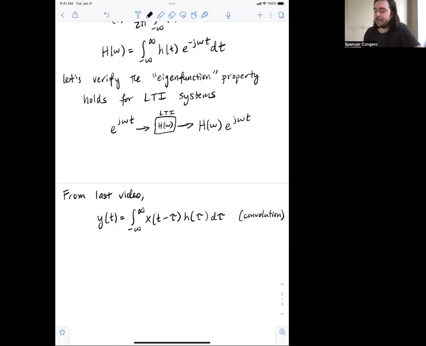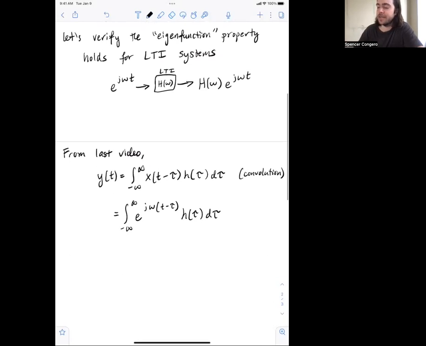So how do we get the output? Well, let's put in what our x of t is. x of t is e to the j omega t. That's our input. So now I'm just going to evaluate it at t minus tau. Everywhere I see my t argument in my input, I'm just going to plug in t minus tau. I'm going to get the integral of e to the j omega (t minus tau), times just h of tau, d tau. We don't know what the impulse response actually is. We're doing this in general for any impulse response.